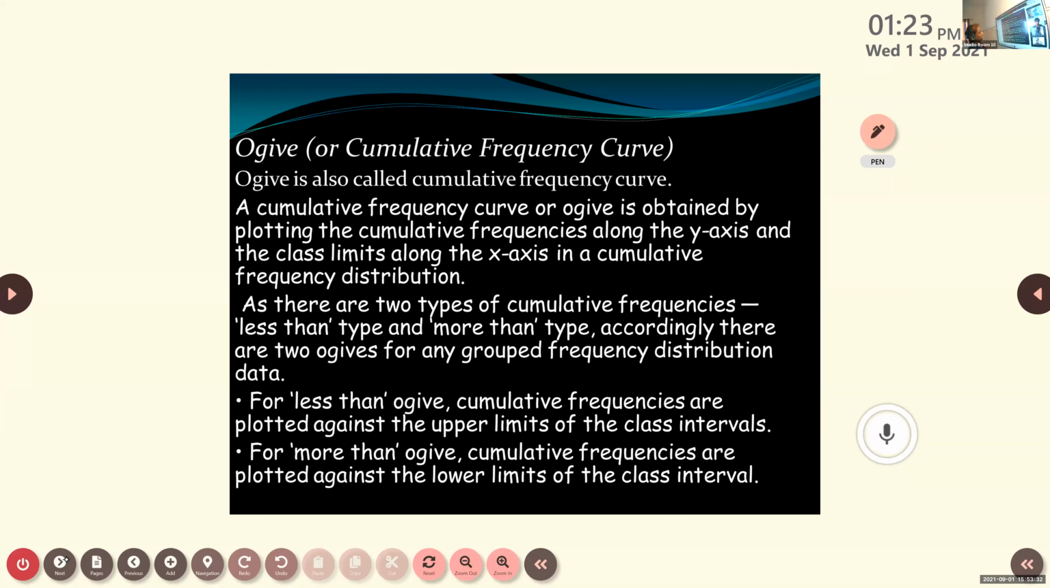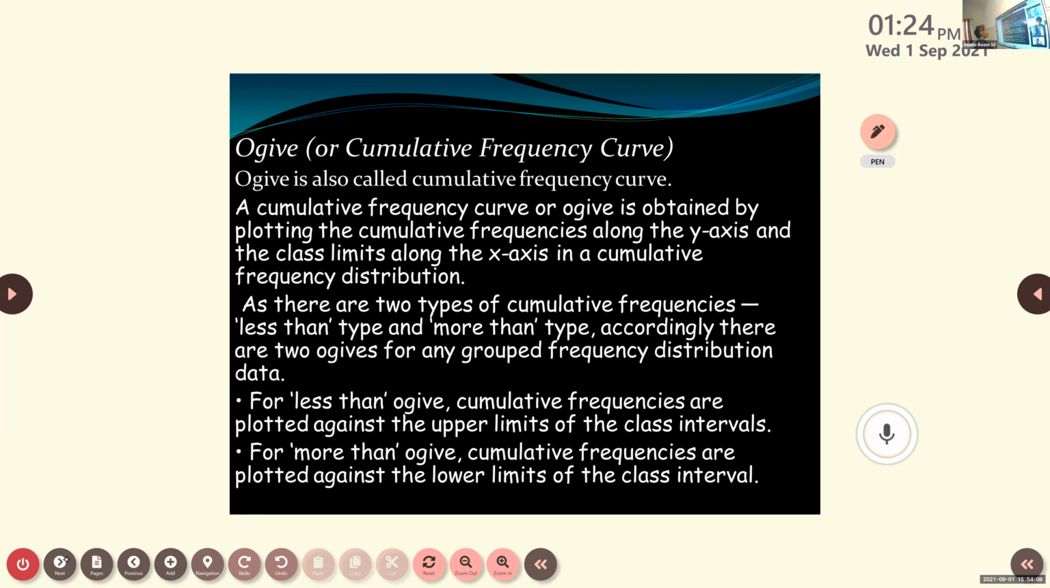Next one is ogive. It is also known as cumulative frequency curve. The next type of diagrammatic graphical representation is ogive, or cumulative frequency curve. Why do we call it cumulative frequency? Because we are adding up the frequencies for drawing the ogive. Because of this reason, we call it cumulative frequency curve.